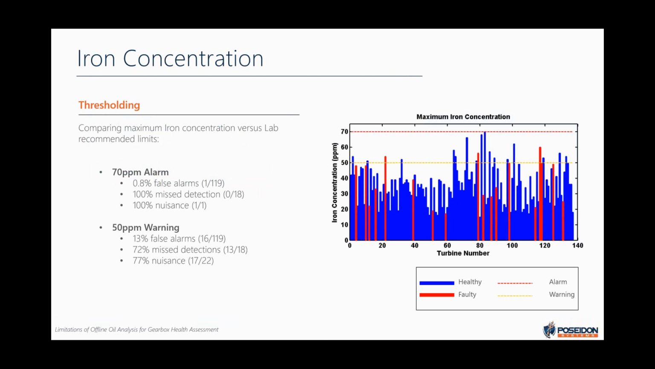This 77% nuisance rate essentially means that a tech had to go climb a turbine only to find out that it was healthy 77% of the time. The values only got worse at the 70 ppm alarm limit. A 0.8% false alarm rate seems good because that's a minimization parameter there, but that's only because there was only one detection. And in this case, that one detection happened to be a healthy turbine.